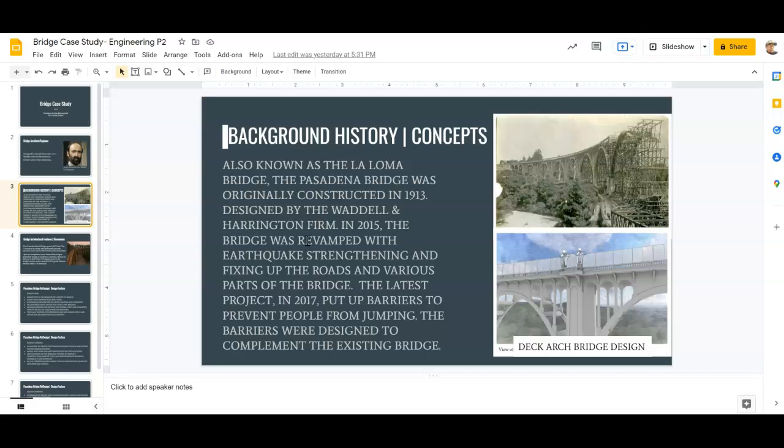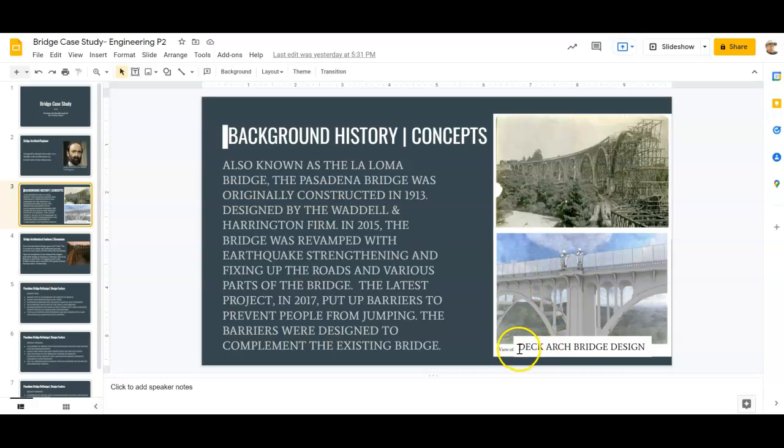I did find out through the city of Pasadena's website that in 2015 the bridge was revamped with earthquake strengthening and fixing up the roads in various parts of the bridge. Basically to retrofit the bridge with earthquake strength and abilities to withstand an earthquake. And then the latest project, the last one that they've done so far, was they added these barriers to prevent people from throwing themselves off of them. All bridges have this problem, and so I don't know why engineers and architects didn't think of this a long time ago, but it is what it is. Now, you know, we can address this when we design the new bridge.